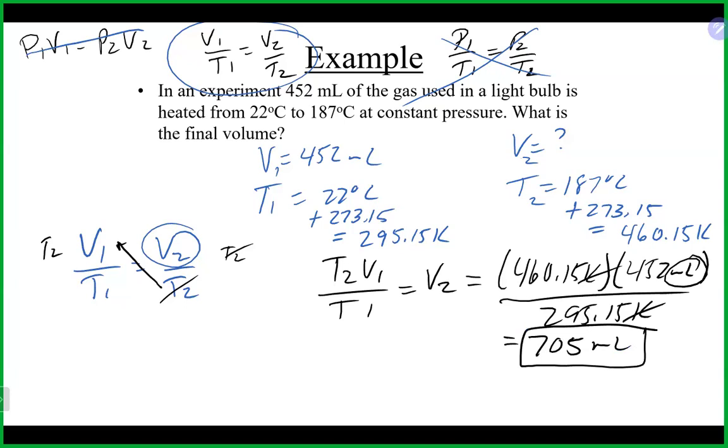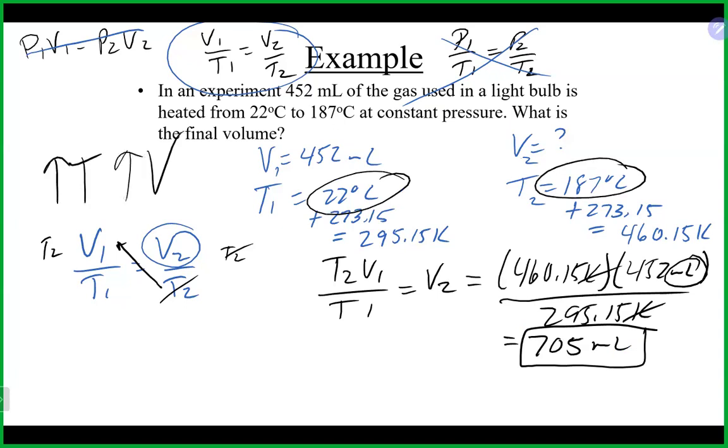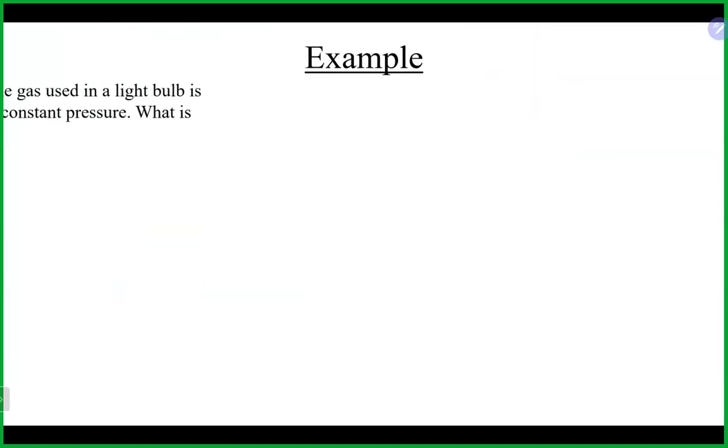So when we look at this, we can see what happened. Our temperature went up in this relationship, so we would expect our volume to go up, and it went from 452 to 705. Again, it matches what we would expect to happen in this Charles' law relationship. Any questions on that one there? All right, so continuing on here.